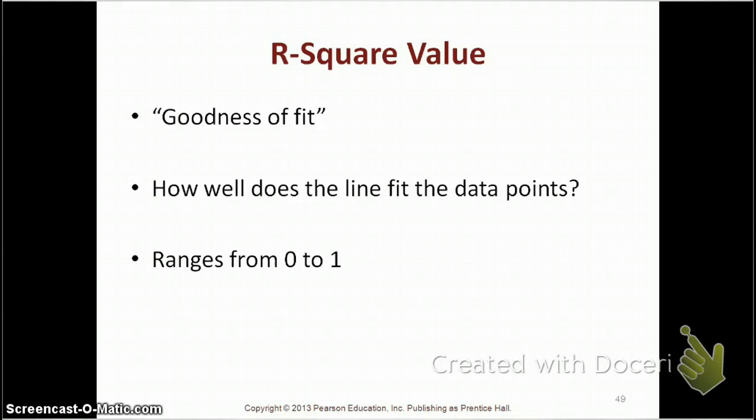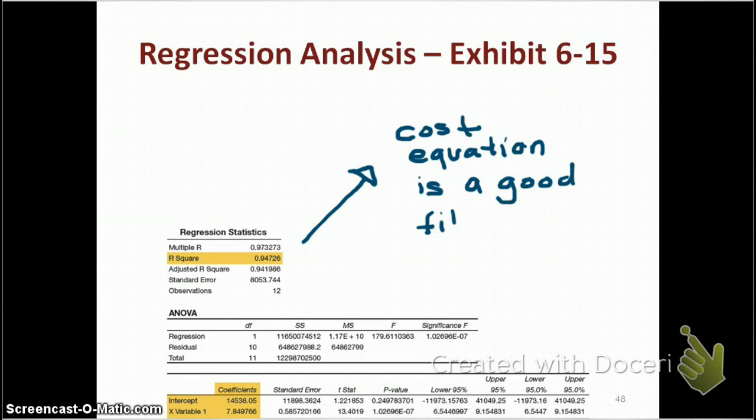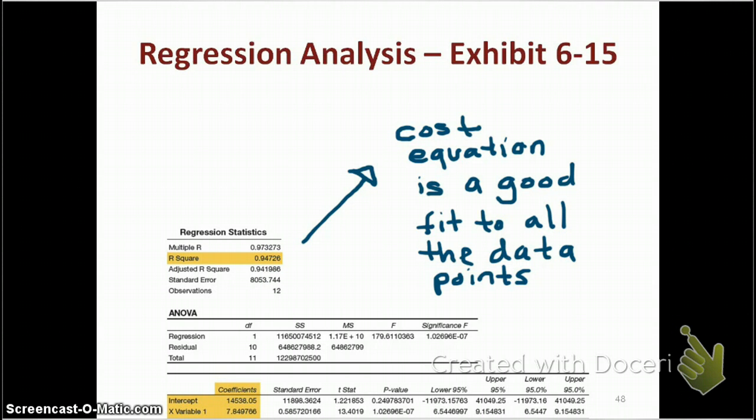Let's go back and take another look at our R square from our output. How is our R square? Is it close to 0 or closer to 1? It is 0.95, which is close to 1, very close to 1. So our cost equation is a very good fit for our data points. So this is a good predictor. Our cost equation can predict cost very well because the R square is close to 1.